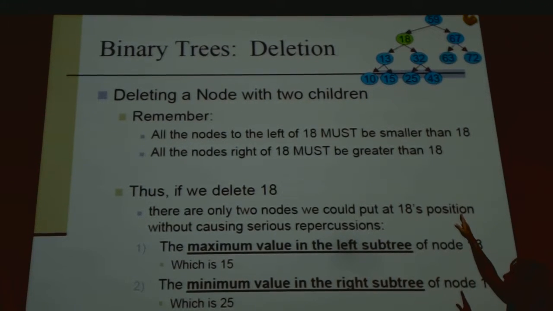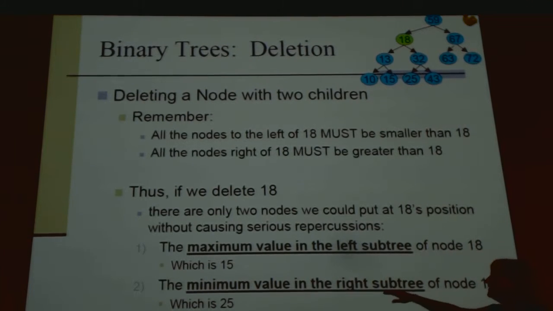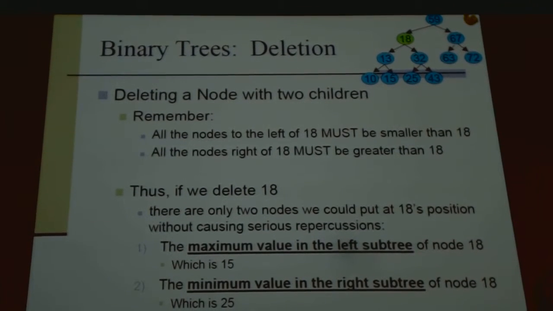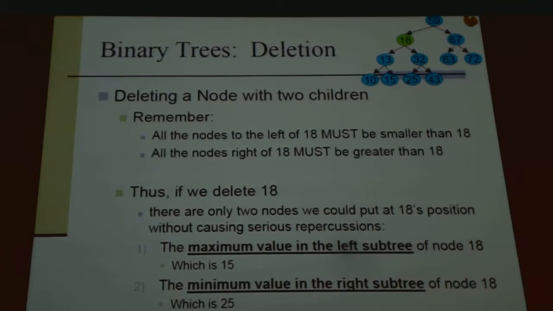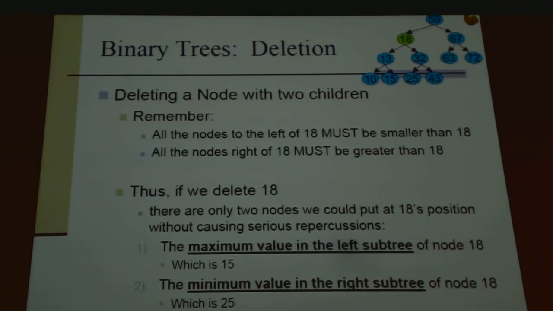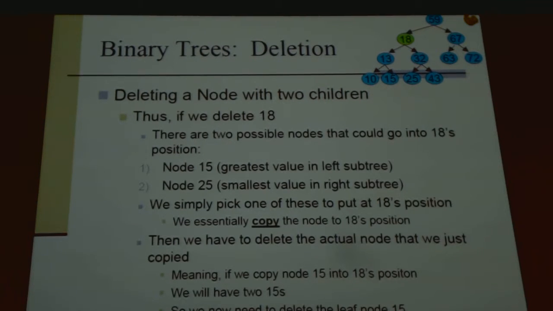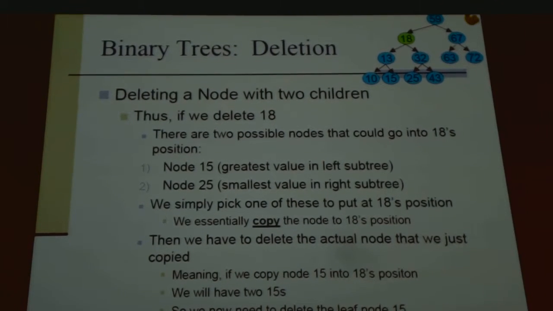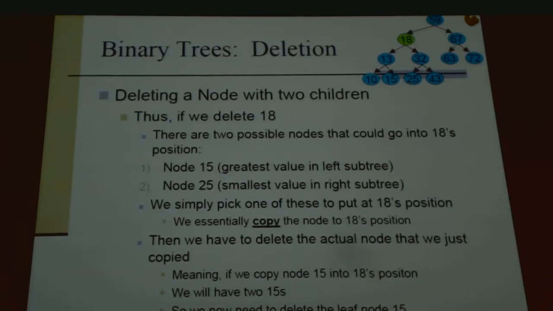So our maximum value on the left is 15. And then we find the minimum value on the right. And on the right, our minimum value is 25. So again, we're doing the max value on the left and the min value on the right. That's how we would determine which node we're going to use to replace 18. Which one you choose actually is not a really big deal, but we do have to follow a process on how we get there. So, deleting a node with 2 children.